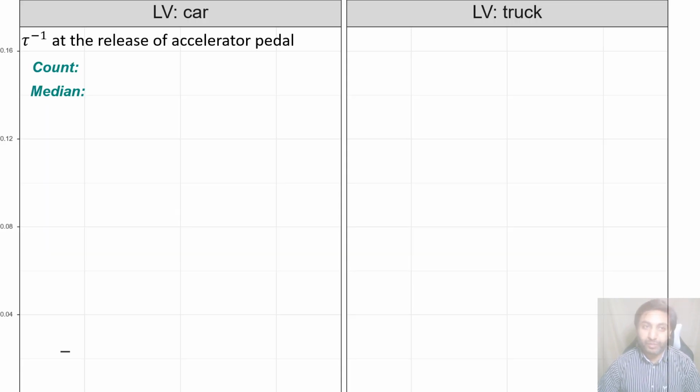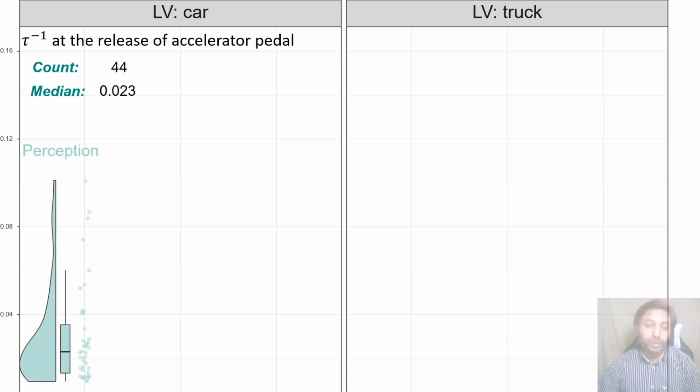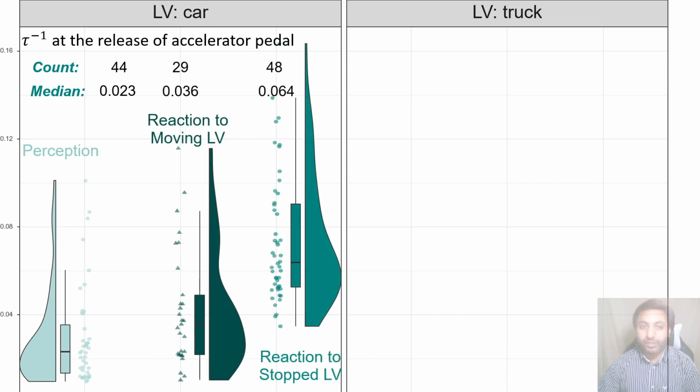And here's what we found. We plotted the distributions of tau inverse when the driver released the accelerator, indicating the driver has noticed the slow lead vehicle in the three different scenarios. We plotted it for perception and the two reaction scenarios, reaction to the moving lead vehicle as well as reaction to the stopped lead vehicle. And as you see on the slide, there was a significant difference between these three distributions.